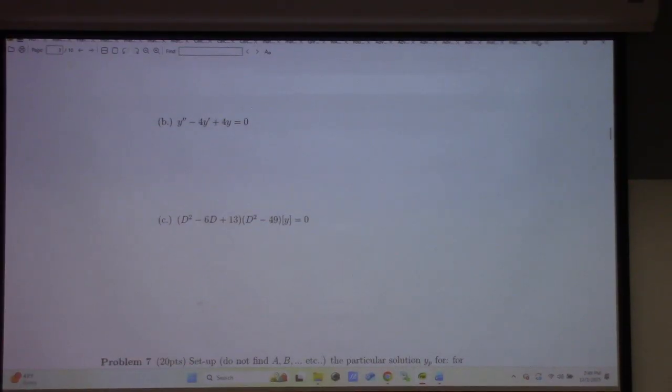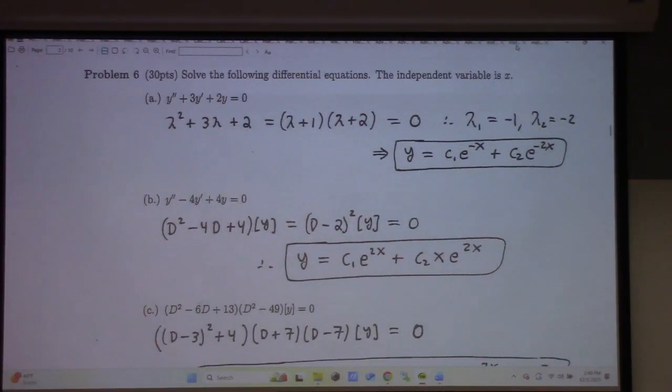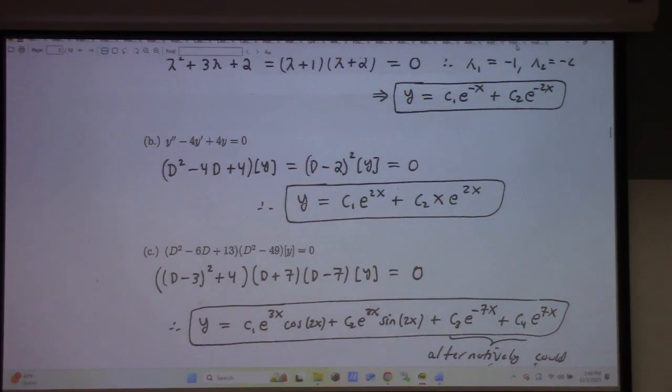All right, let's look at the answers. So, of course, if we've got distinct roots, we just have exponentials. If we have a repeated root, we have to multiply by x. You guys know the drill. That one is 3 plus or minus 2i, which gives us the exponential sine cosine solutions.